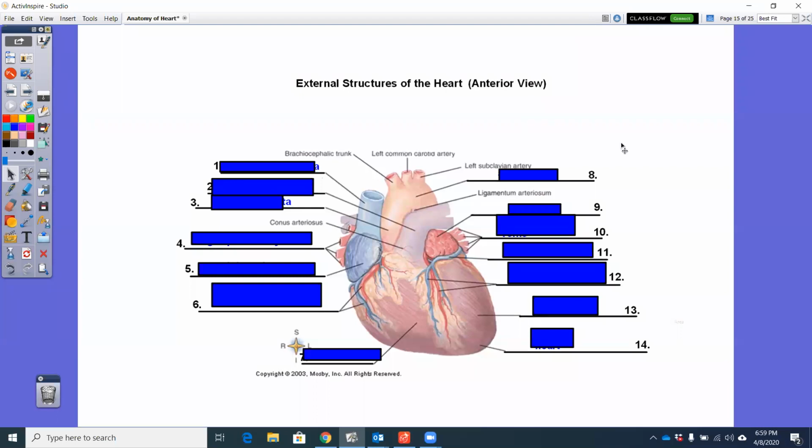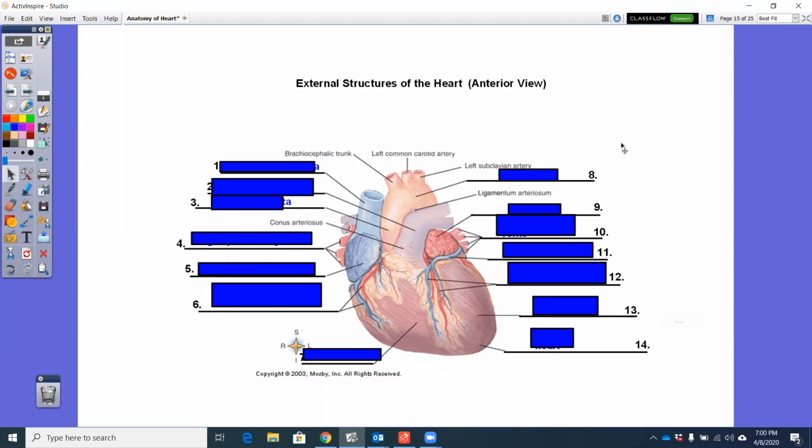Okay, so we're going to start with the heart as it appears in your body. This is exactly what it would look like, minus the red and blue coloration. It would all be kind of a reddish pink color, peachy color. And so we're going to start with the anterior view, meaning what does the heart look like from the front of the body?